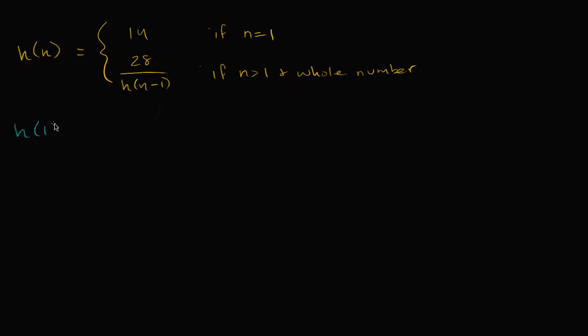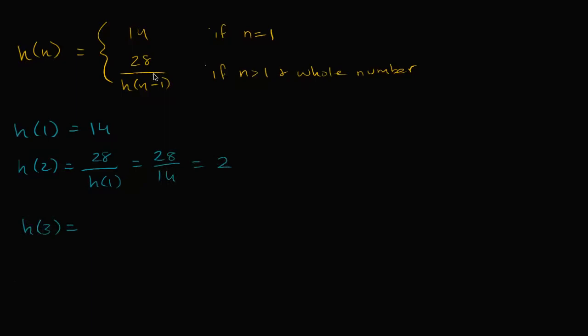So h of 1 is, well, they very clearly tell us that's going to be 14. If n is equal to 1, h is 14. h of 2, well, now we're falling into this case because 2 is greater than 1 and it's a whole number. So it's going to be 28 over h of 1. Well, we know h of 1 is 14, so it's going to be 28 over 14, which is equal to 2.